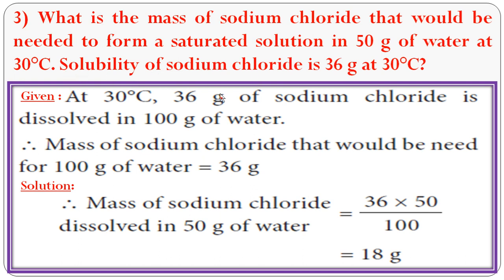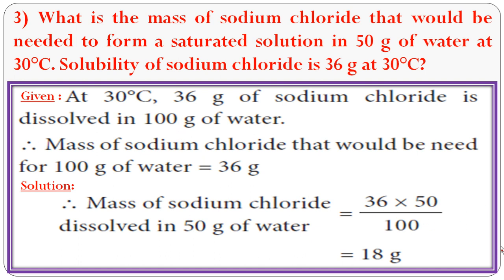So, what is given? At 30 degrees Celsius, 36 gram of sodium chloride is dissolved in 100 gram of water. So, therefore, the mass of sodium chloride that would be needed for 100 gram of water, that is the solubility, is equal to 36 gram. But what is asking? 50 gram. So, solution: mass of sodium chloride dissolved in 50 gram of water. For 100 gram, it is 36. So, you have to find for 50, means into 50.